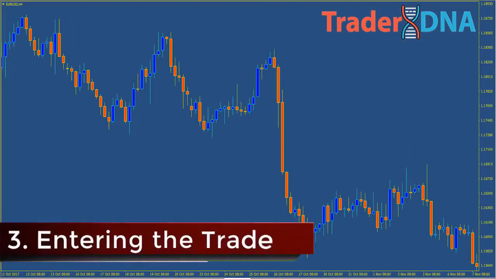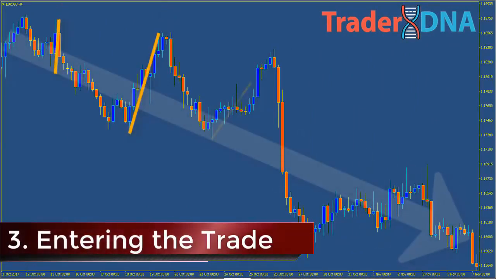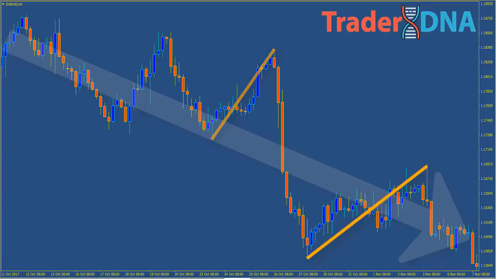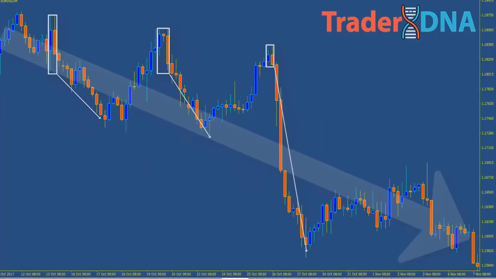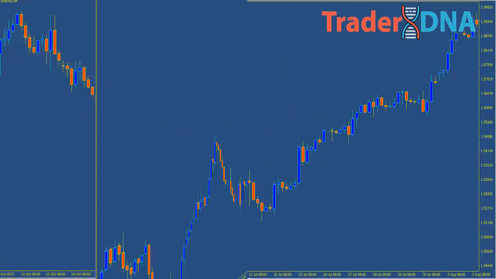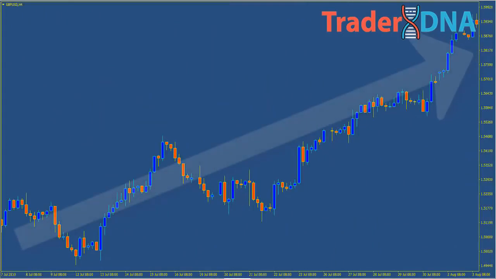Step 3. Entering the trade. With the trend isolated and a pullback occurring, wait for the engulfing candle strategy trade signal. During a downtrend, wait until a down candle engulfs an up candle. For an engulfing candle strategy signal during an uptrend, wait until an up candle engulfs a down candle.